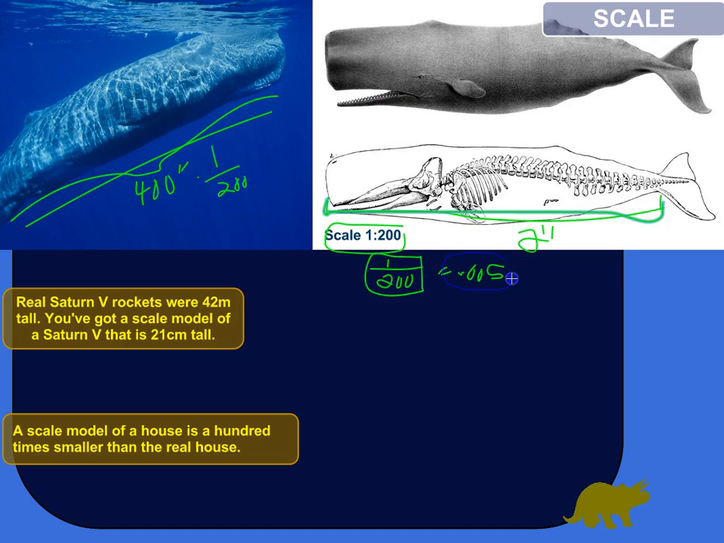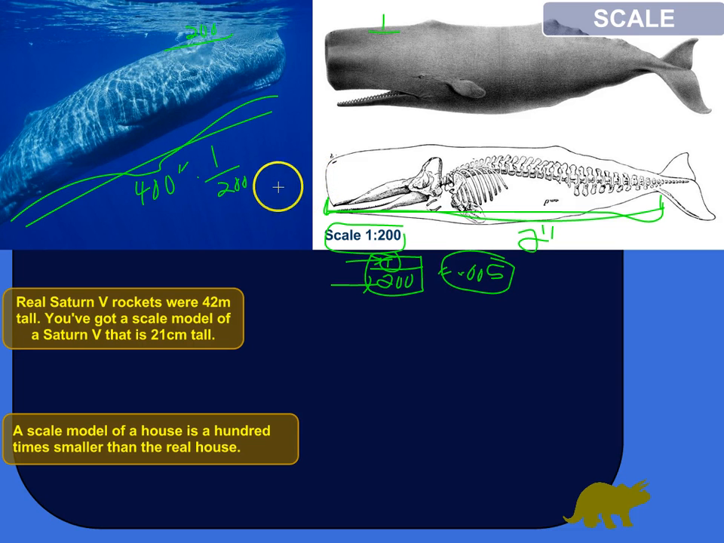So this is called a scale factor, 1 over 200 or 0.005. That's the scale factor of this scale drawing to the real object. Something that's a length of 1 on the scale drawing, let's say that's 1 centimeter, the corresponding length on the whale would be 200 centimeters. Okay?